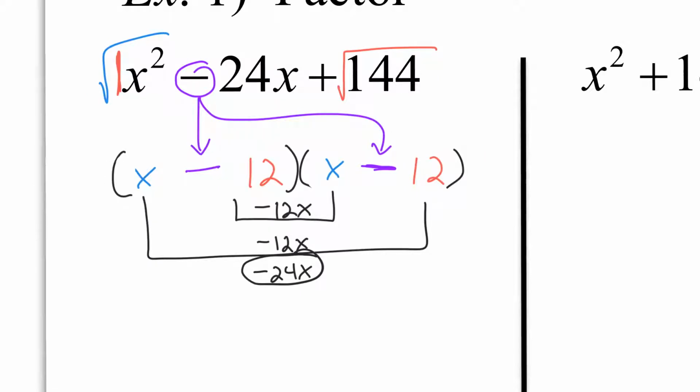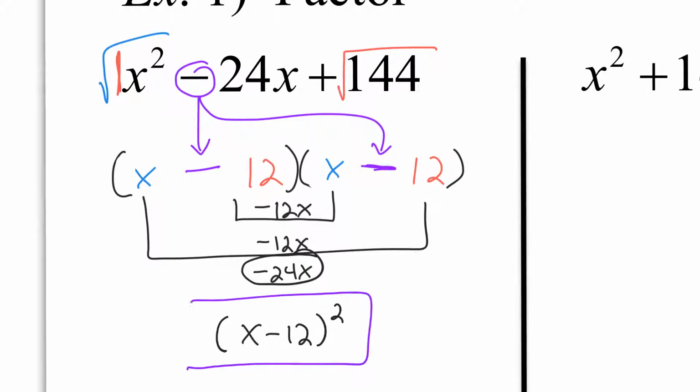Remember, you can rewrite it as a binomial squared. So I'm going to put an x minus 12 with the square. So these are my factors. We have two of them, and it is a binomial with the square.